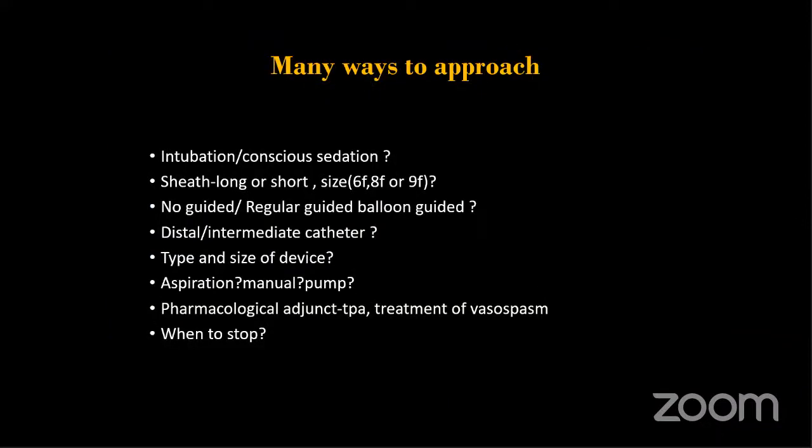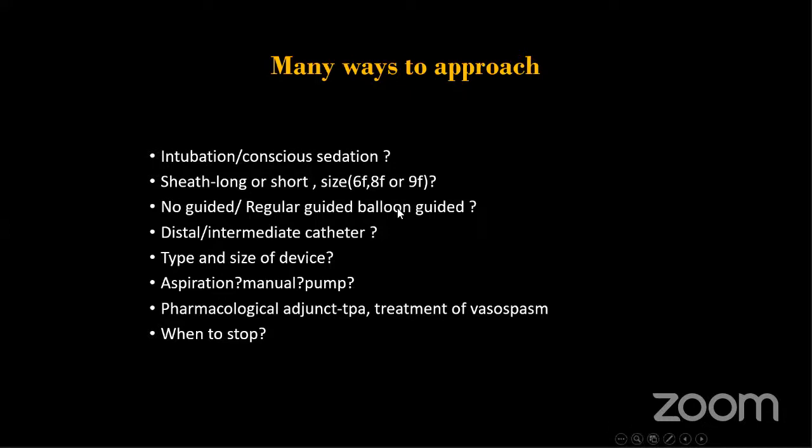So there are many ways to approach an acute stroke mechanical thrombectomy, either intubation versus conscious sedation. In those patients who have, for example, basilar occlusion or are very irritable with right MCA occlusion, sometimes you need the anesthetist with you. Which sheath will you use? Would you use a long or short sheath? Which size: 6 French, 8 French, 9 French? It depends on many factors like patient anatomy, availability of the devices, and type of technique you will use.